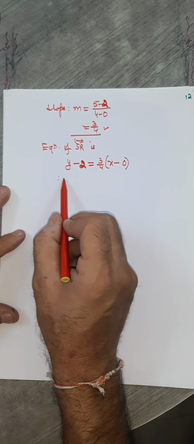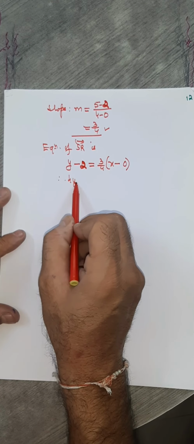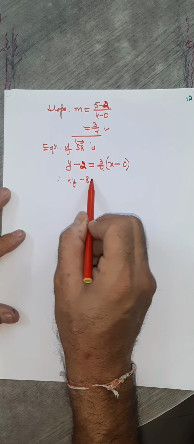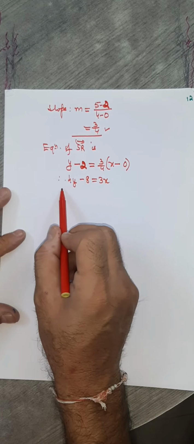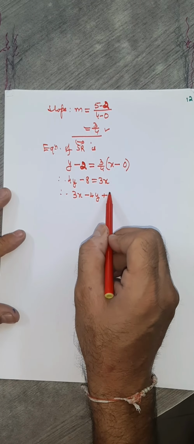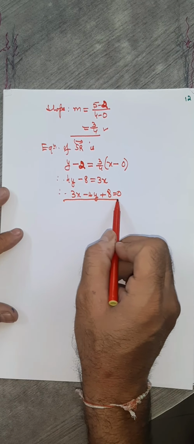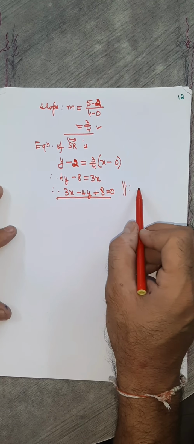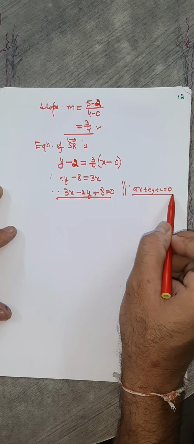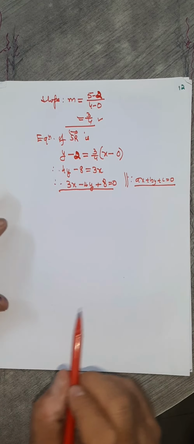Okay, so let's simplify here. What we'll get? 4y minus 8 equals 3x. So we have 3x minus 4y, I'll take on the other side, plus 8 equals 0. Final form, again I'm reminding you, ax plus by plus c equals 0 form. Your final answer should be in this form.